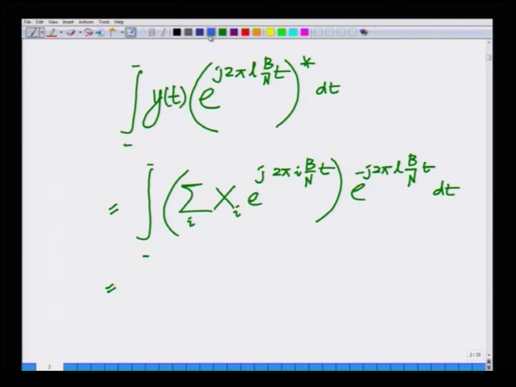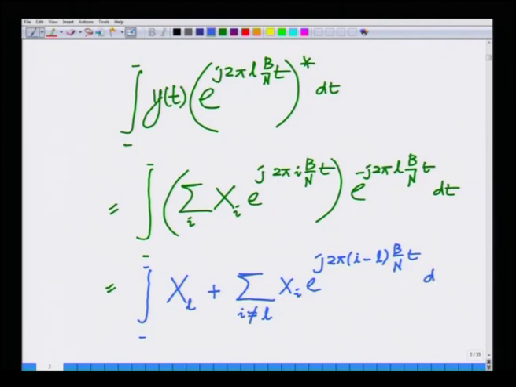I said this I can split as two integrals. I am still not writing the limits. I can split this as a summation of the term for the Lth substream and all other substreams other than the Lth substream. Corresponding to the Lth substream, I have xL e to the power j 2 pi L B over N t and e to the power minus j 2 pi L B over N t. Both of those cancel, and what I have here is xL times the integral of dt, and for all other terms corresponding to i not equal to L, I have xi e to the power of j 2 pi (i minus L) B over N t dt.